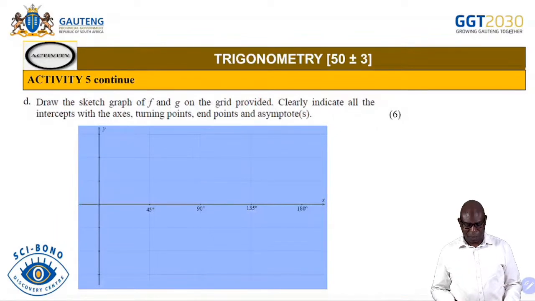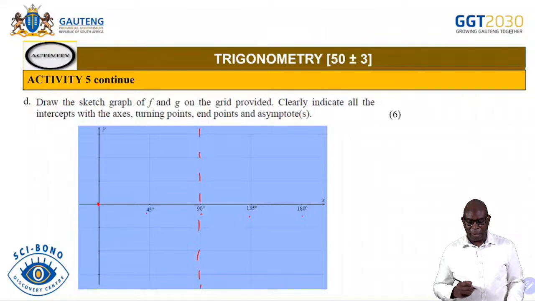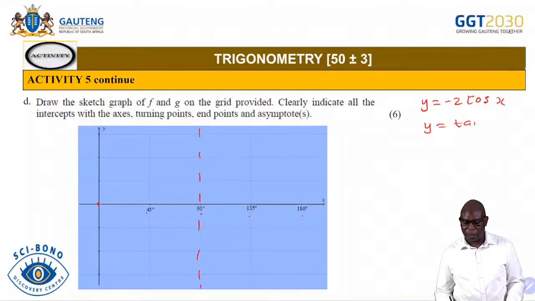Now the next one is 6 marks, which also is a bonus. We need to get this question right because we can use our calculators to get the points. You know, the points are given in this case. So I can even put the 0 there. I already know that 90 is my asymptote. So I'm going to draw my asymptote there. Then from there, I'm going to get my calculator to draw the graphs. So remember the graphs are y equals to negative 2 cos x. The other one is y equals to tan of x.